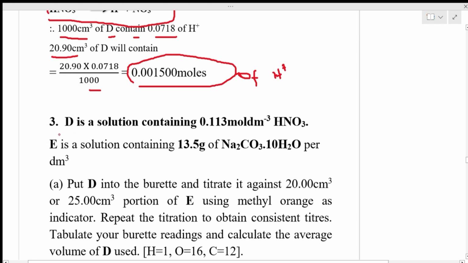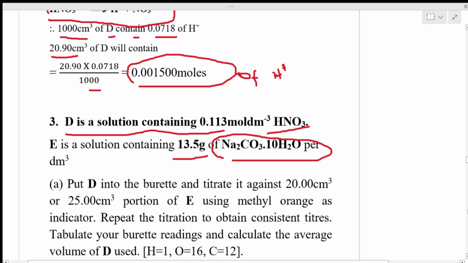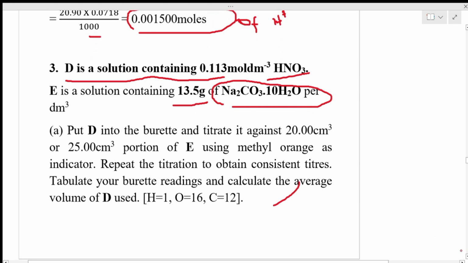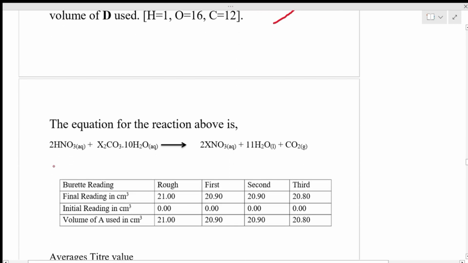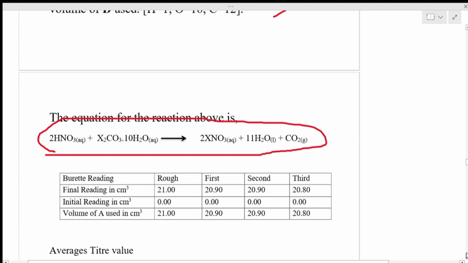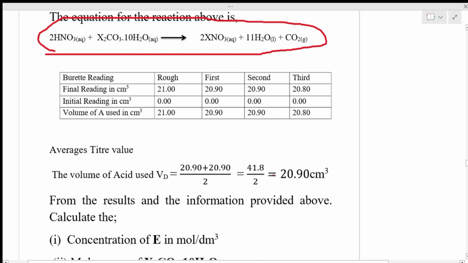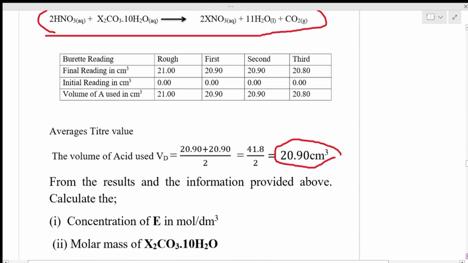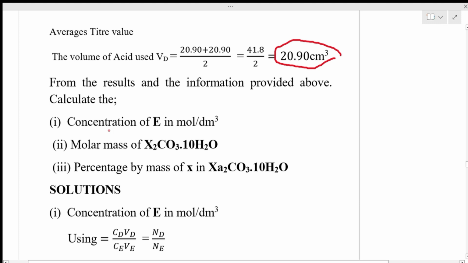Now let's look at question number 3. D is a solution containing 0.113 mole per dm³ of HNO3, and E is 13.5 gram of another hydrated salt. The question still remains the same: do the same thing, titration. This is the balanced chemical equation. This time around it is quite different from what we have before, and we have our titre value also here. Everybody now knows how to handle the table, but repetition is the mother of mastery.